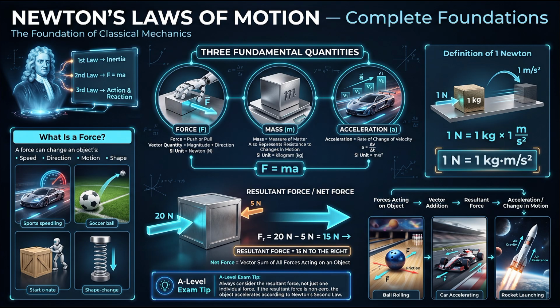The image also shows the definition of 1 newton. 1 newton is the amount of resultant force required to give a mass of 1 kilogram an acceleration of 1 meter per second squared. Using F = ma, we can write 1 newton as 1 kilogram multiplied by 1 meter per second squared. Therefore, 1 newton is equal to 1 kg·m/s².